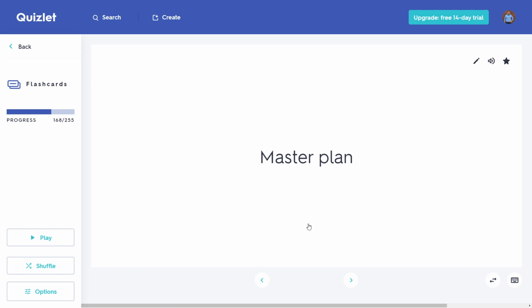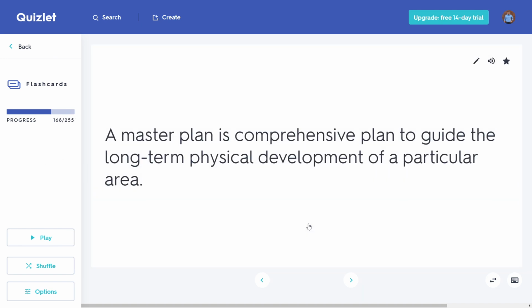All right, master plan. What is the master plan? So I'll give you guys some time to think about this one. Okay, so what do you guys know about a master plan? Well, a master plan is a comprehensive plan to guide long-term physical development in a particular area. So this comes up with zoning and local governments when they want to distinctly develop a certain area of town. They're going to have a master plan. Most areas have master plans to look at as a reference guide.